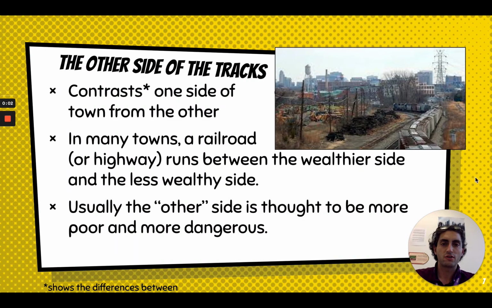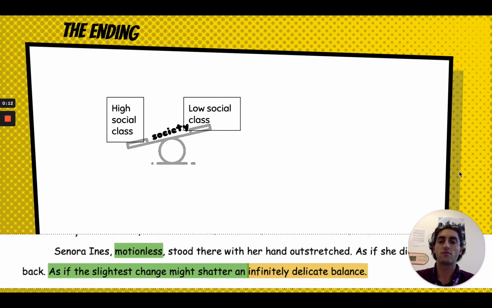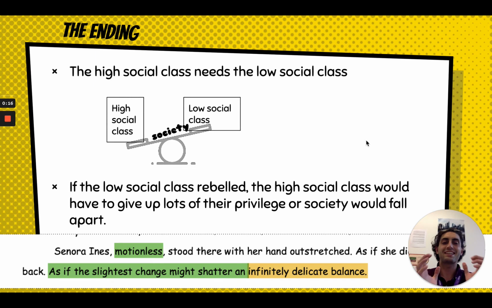All right, so you've just learned a little bit about the other side of the tracks. Now, I want to compare this idea to something we looked at in The Stolen Party. So if you remember, let me get all these slides up. In The Stolen Party, there was this class conflict. Senora Ines was high social class, lots of money, thought she was better than Rosaura and Rosaura's mother, who were lower social class, less money.